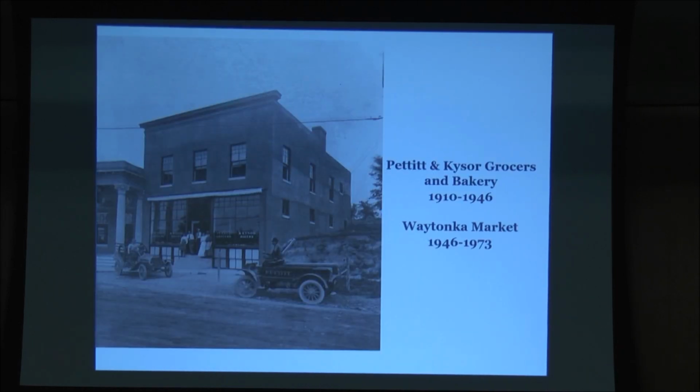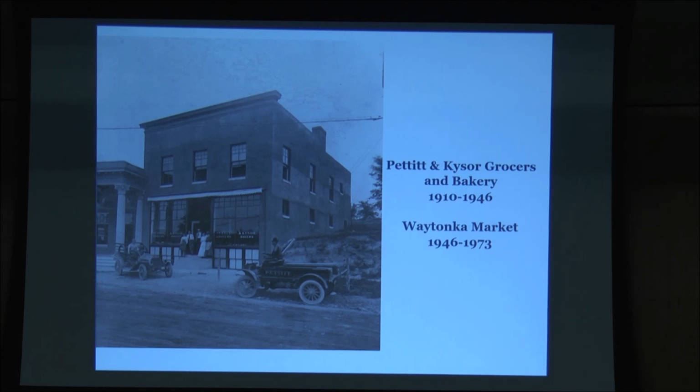Well, after Pettit's building burns and he loses his building, he moves east about a half a block. He builds a new 2-story building. The walls are 18 inches thick cement. And he said, I will never again lose my business to fire. And so it's a stucco building. And notice that it is now going to be Pettit and Kaiser. His brother-in-law joins him in the business.